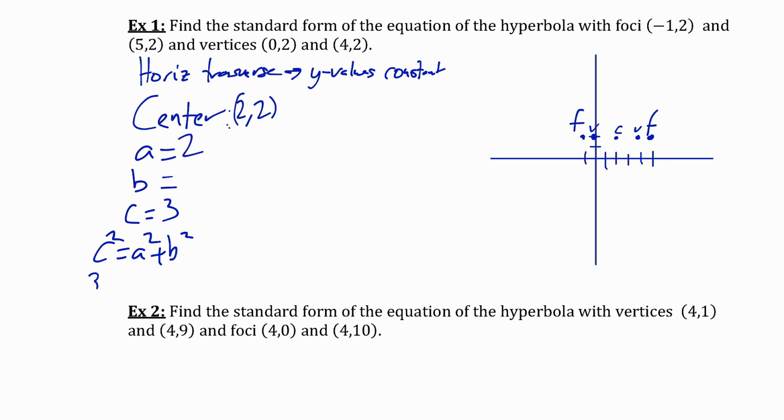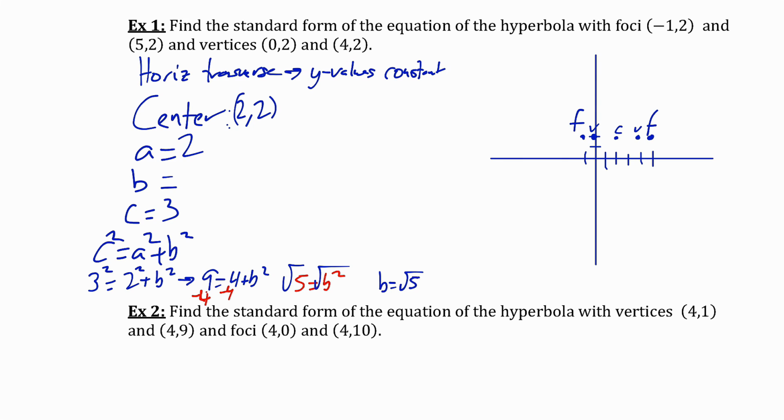We have 3 squared equals, we know A squared, we got 2 squared plus whatever B is squared. That gives us 9 equals 4 plus B squared. If we subtract 4 from both sides, we end up with 5 equals B squared. Taking the square root of it, we end up with B equals the positive square root of 5. And again, since we're dealing with distances, we're just going to deal with the positive square root.